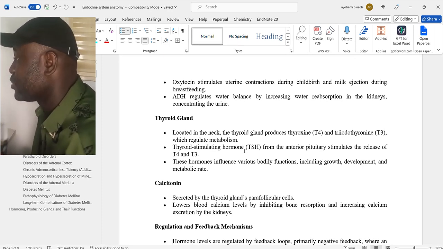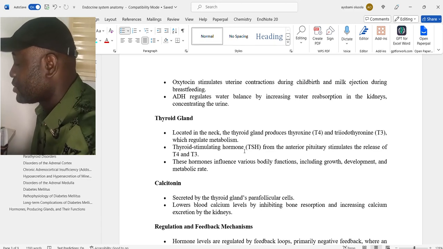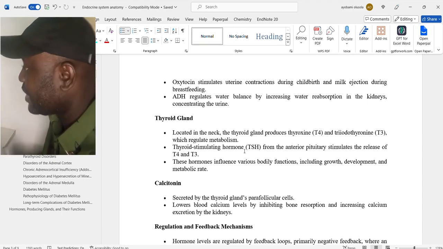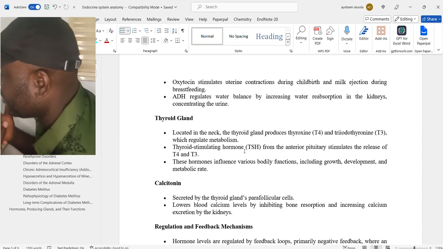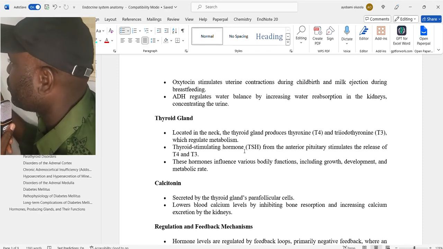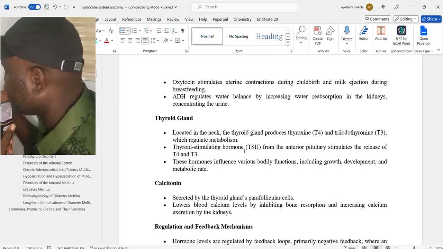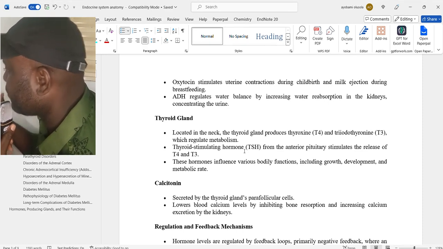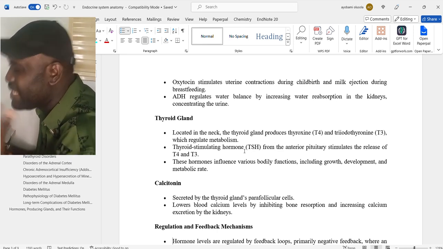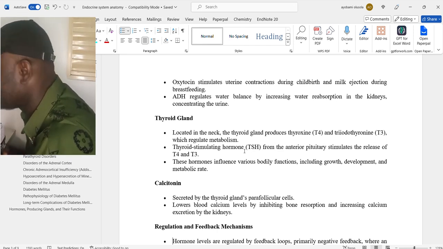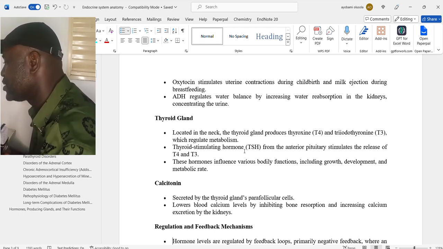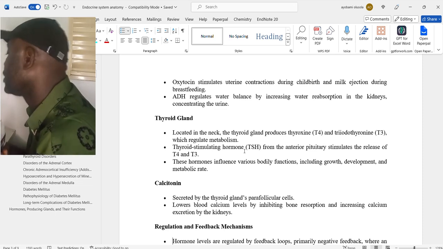It generally helps to conserve water. When there is a problem with the antidiuretic hormone, if it's a hypo condition or hypo disorder, then you begin to urinate too much, and this is what we refer to as diabetes insipidus. Diabetes insipidus is as a result of deficiency of antidiuretic hormone.